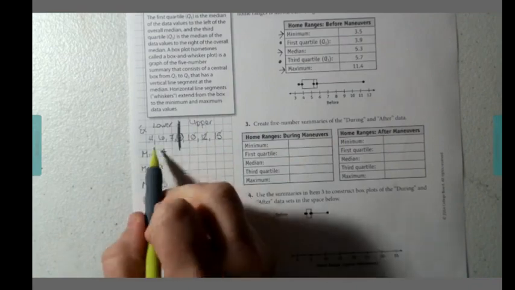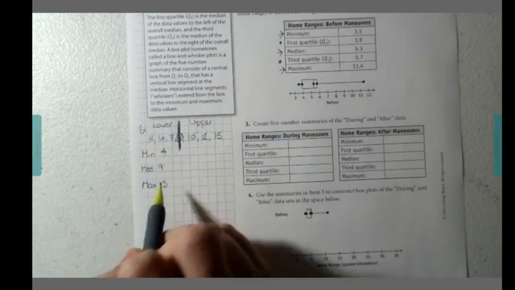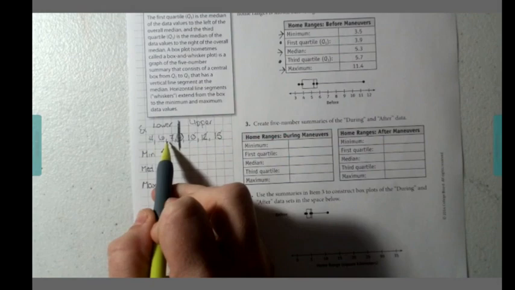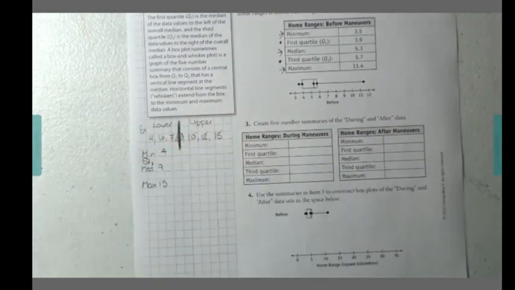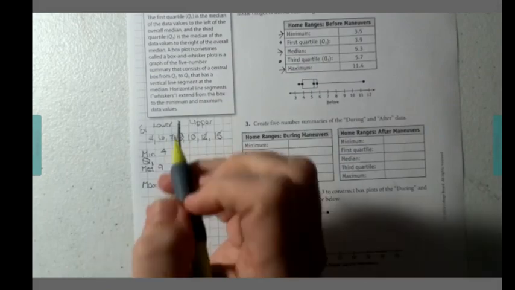Now, I got 3 numbers on the lower side, 4, 6, and 7. My Q1 is the middle of these 3 numbers. So the number in the middle is 6.